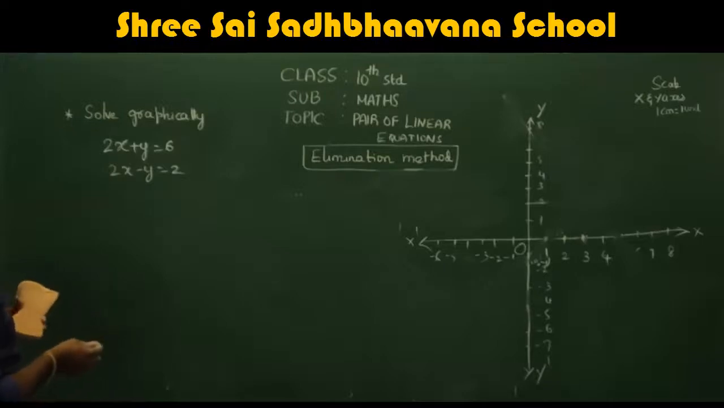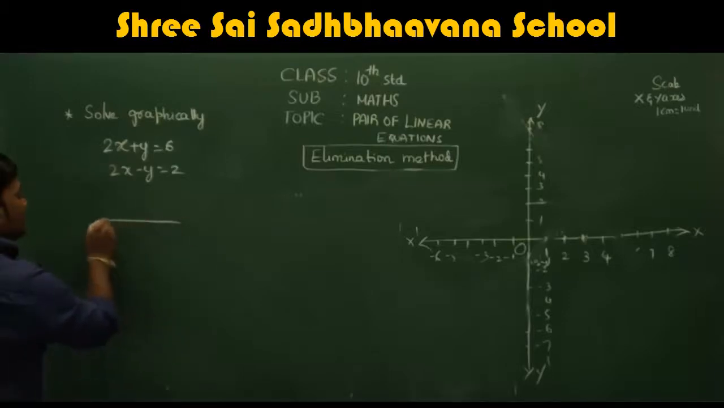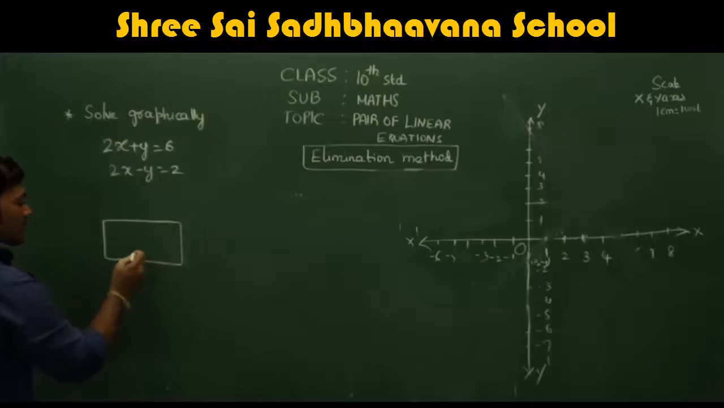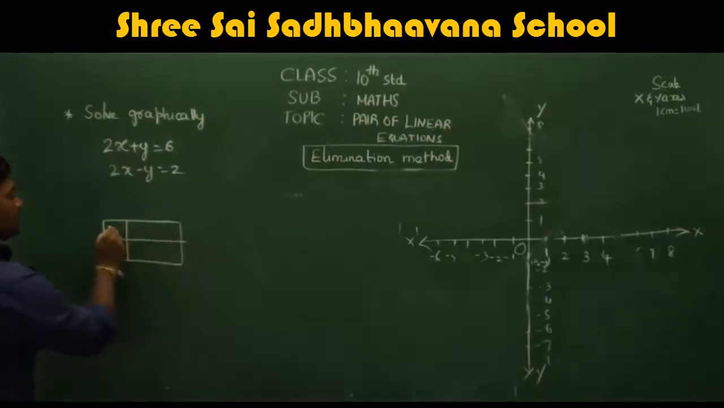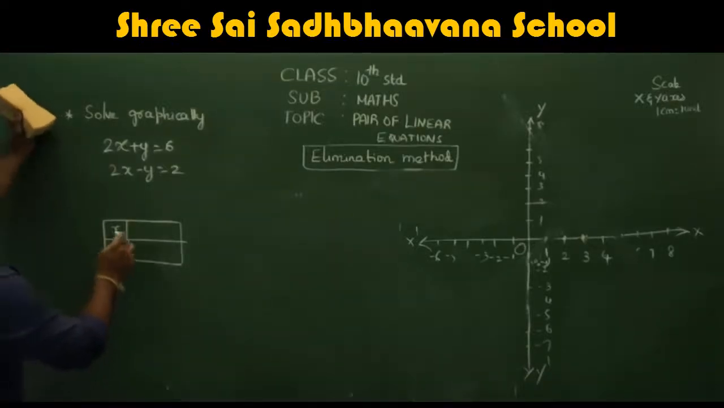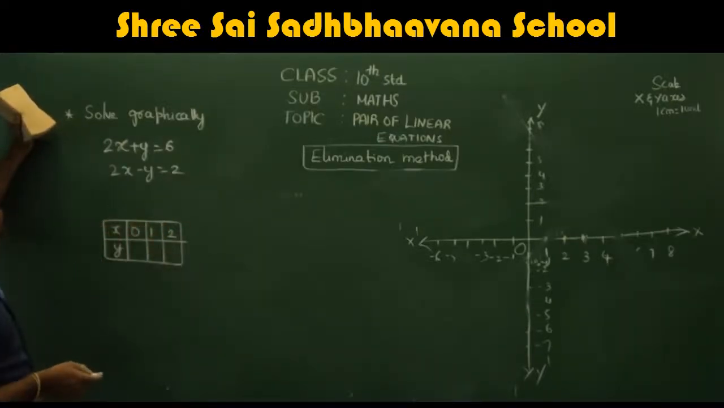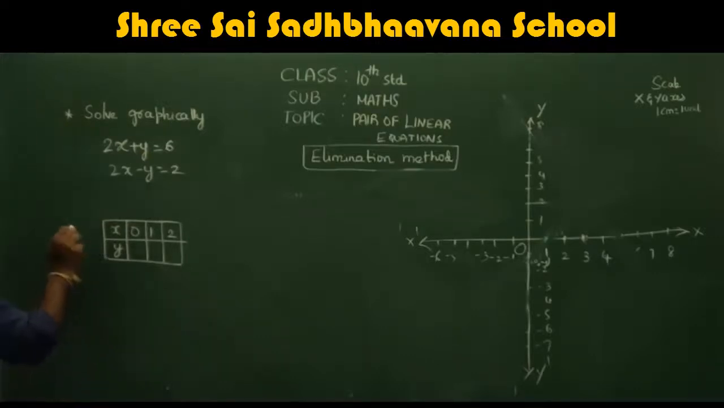Solve graphically: 2x plus y is equal to 6 and 2x minus y is equal to 2. Here also we will follow the same method. Let me write the tabular column, x and y. Let me write the values 0, 1, 2. So now the first thing we have to do, as I said, is take x is equal to 0.